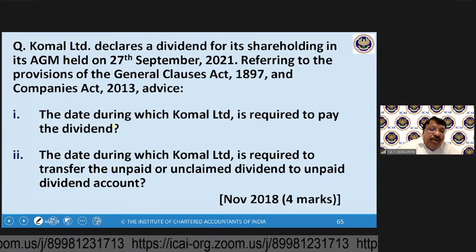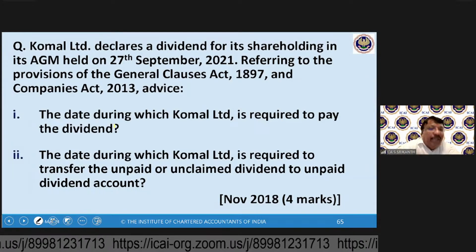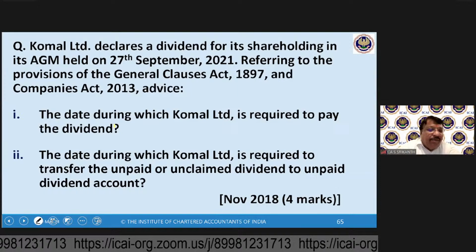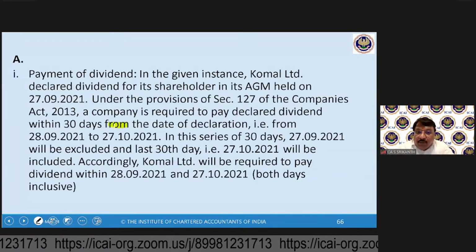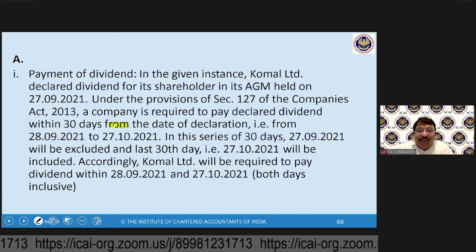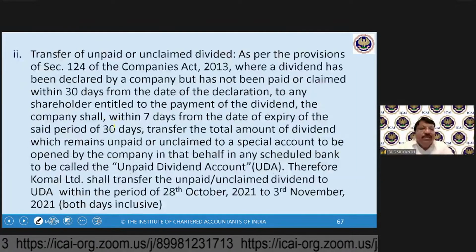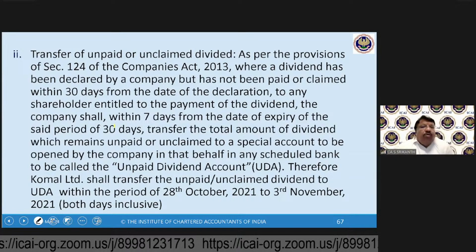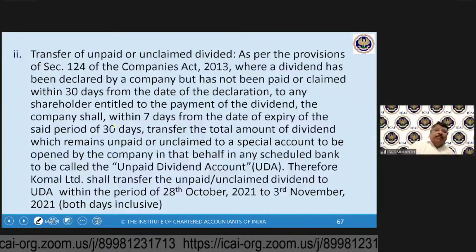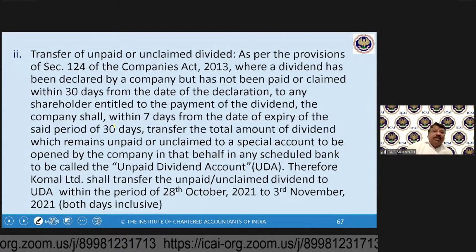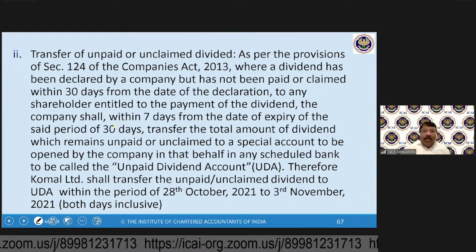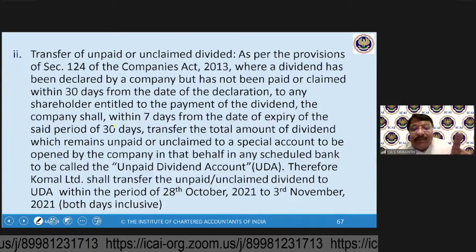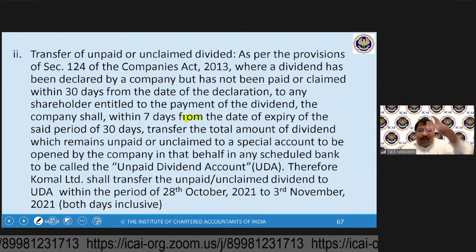The date during which COML Limited is required to transfer the unpaid or unclaimed dividend to the unpaid dividend account. You remember? I dare say you remember. The limit is 7 days from the 30th day. Am I correct? So the transfer of unpaid or unclaimed dividend. As per the provisions of Section 124, where a dividend has been declared by a company but has not been paid or claimed within 30 days, then it should be transferred to the unpaid or unclaimed dividend account within 7 days from. Again, the word from.